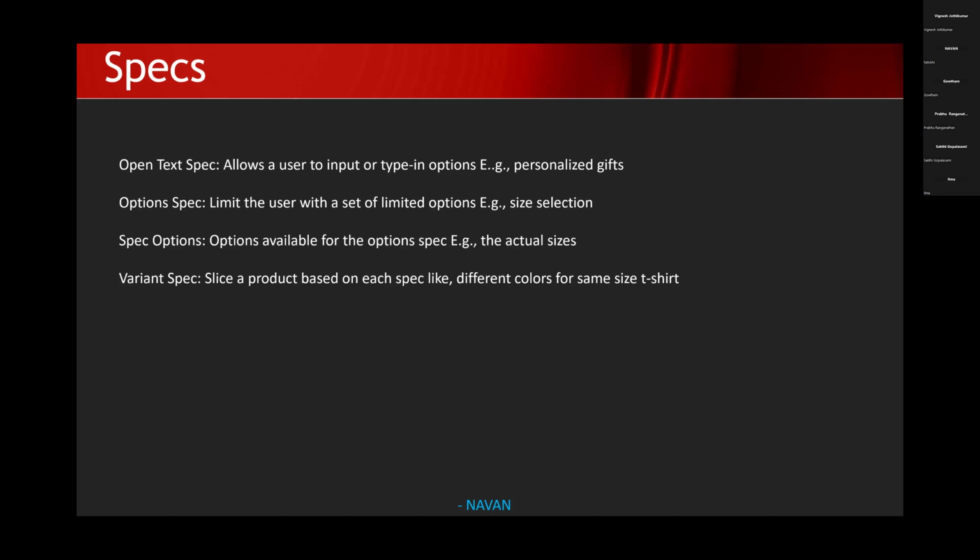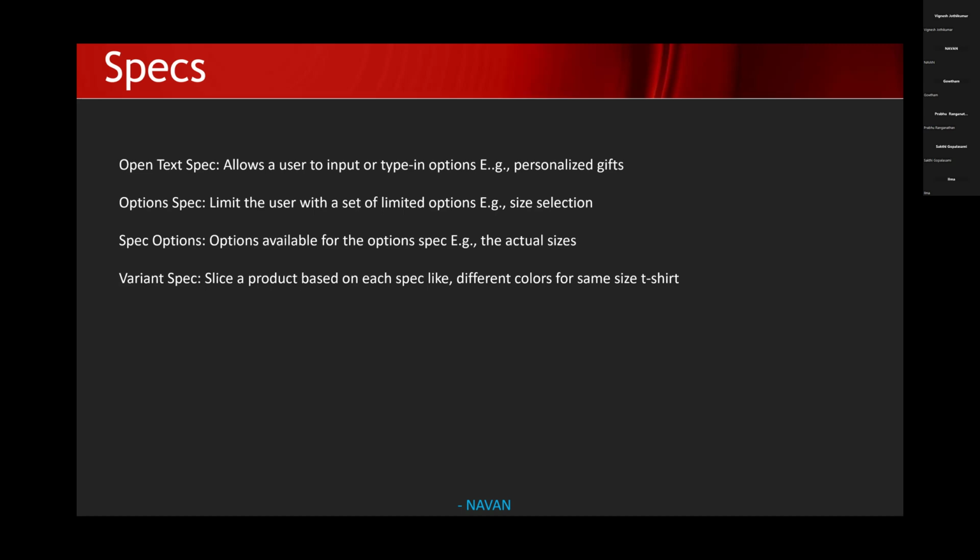Then there is the concept of specs. A spec is something where, when you order something, you can write information, right? For example, if there are multiple sizes, you can select from an option list. If you are buying a personalized gift, you can write about that in a spec. So that's also covered in Order Cloud. There's an open text spec where you can allow users to input their options, like free text. An option spec is nothing but a selection from a pre-available option list. So that's not something changeable. They can just pick from what is available.